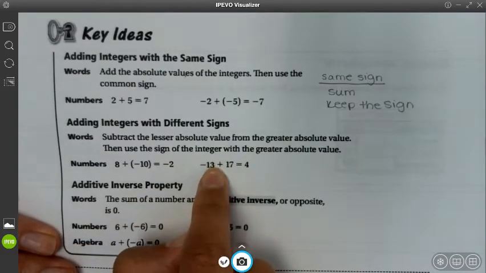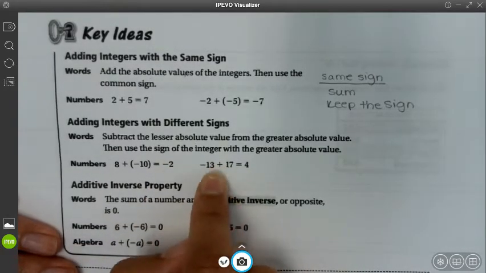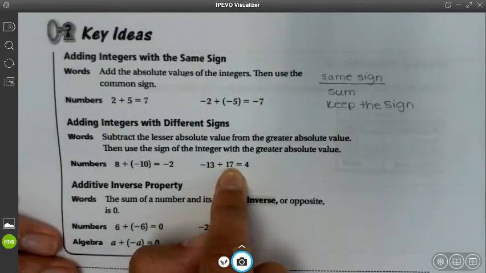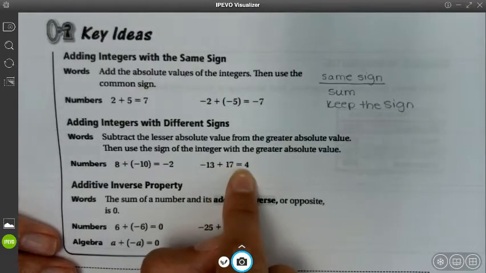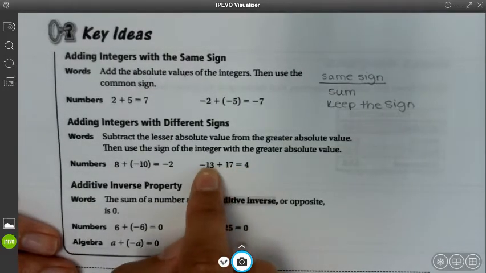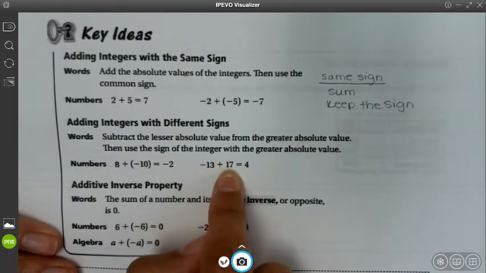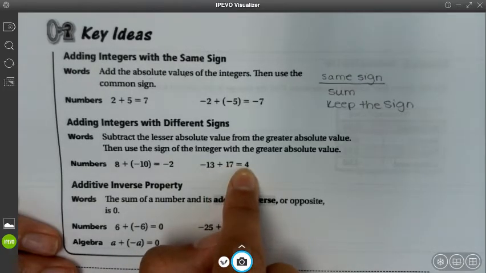Let's test it on this. We have different signs, one negative, one positive. We find the difference between the absolute values, so 13 and 17, the difference between them is 4. And we want to think of who has the bigger pull, who would win in tug of war. 17 would win, it's further from 0, therefore our answer will be positive.